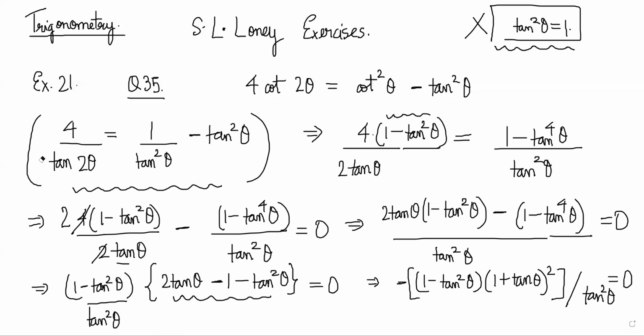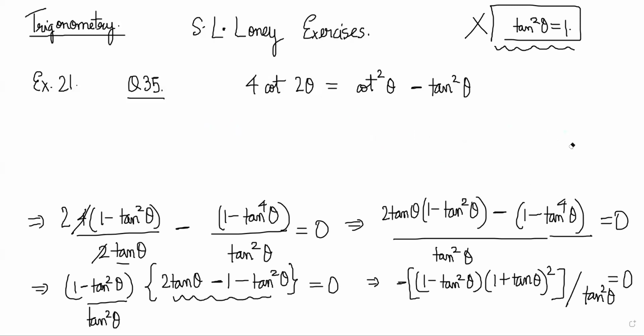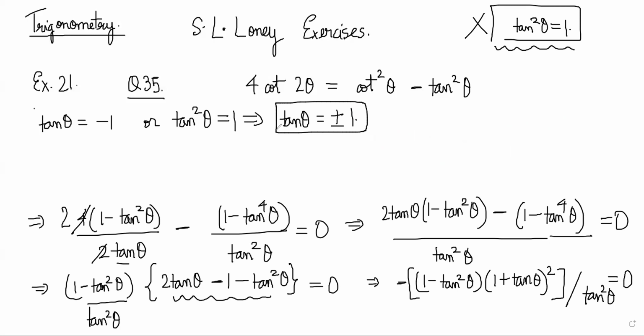So the way in which it can be 0 is if the numerator is 0. The numerator can be 0 if tan square theta is 1 or if tan theta is minus 1. Tan theta is minus 1 or tan square theta is 1, which gives us tan theta could be plus minus 1. So ultimately you have two cases, tan theta could be minus 1 or tan theta could be plus 1, right? Yes, sir.